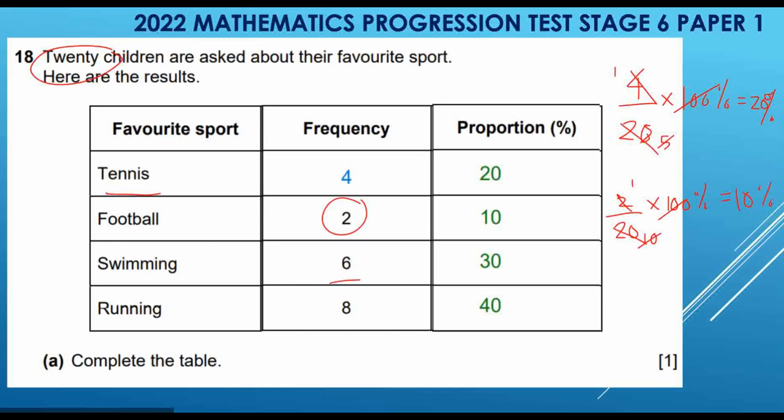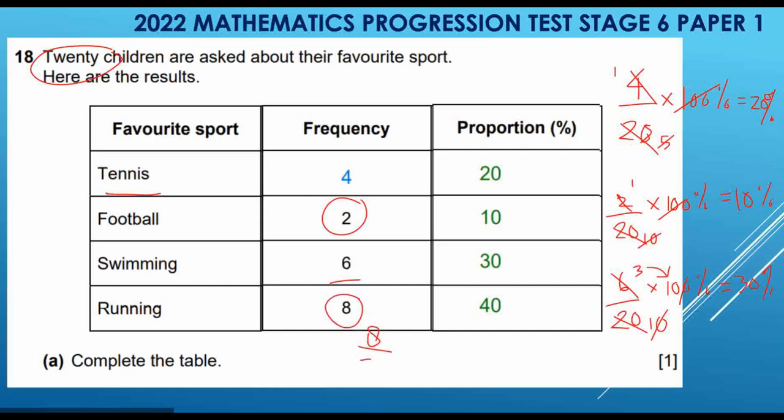Next, swimming is 6, so 6 over 20. So it's always over the total times 100. So 6 and 20 divided by 2 is 3 and 10. And 100 divided by 10, cross out the 10 up and down. So 3 times 10 equals 30%.